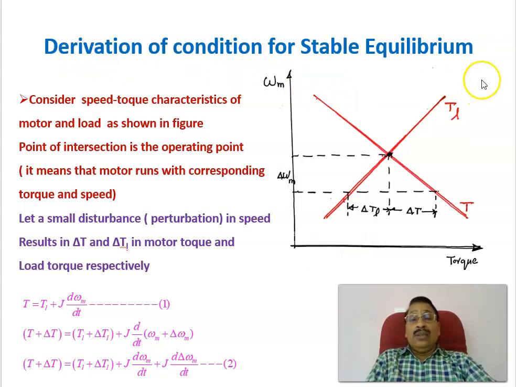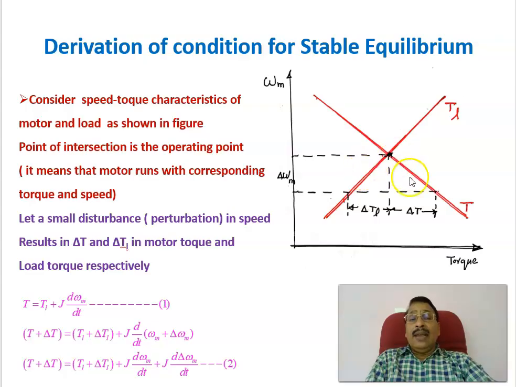Now let us see how this can be derived. For that we are considering a motor torque characteristic as well as a load torque characteristic, and this is a point of intersection where it is a stable equilibrium point. Now consider a speed torque characteristic of the motor and the load torque as shown in the figure. The point of intersection is the operating point. It means that the motor runs with a corresponding torque and speed. That is, at this speed with this torque the motor is running.